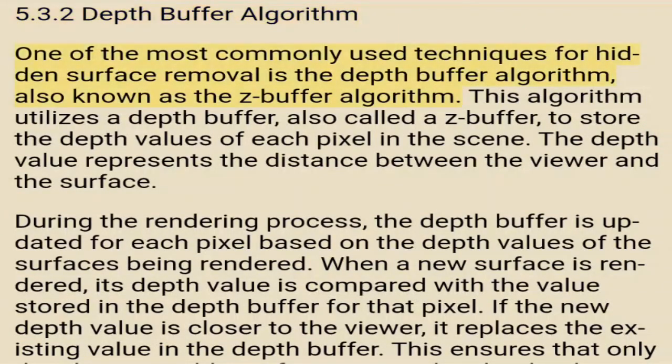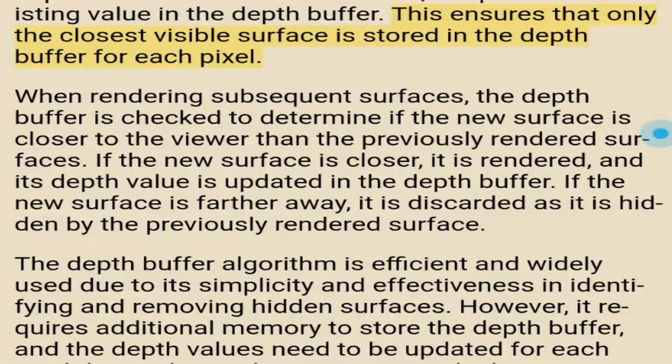One of the most commonly used techniques for hidden surface removal is the depth buffer algorithm, also known as the Z-buffer algorithm. This algorithm utilizes a depth buffer, also called a Z-buffer, to store the depth values of each pixel in the scene. The depth value represents the distance between the viewer and the surface. During the rendering process, the depth buffer is updated for each pixel based on the depth values of the surfaces being rendered. When a new surface is rendered, its depth value is compared with the value stored in the depth buffer for that pixel. If the new depth value is closer to the viewer, it replaces the existing value in the depth buffer. This ensures that only the closest visible surface is stored in the depth buffer for each pixel.